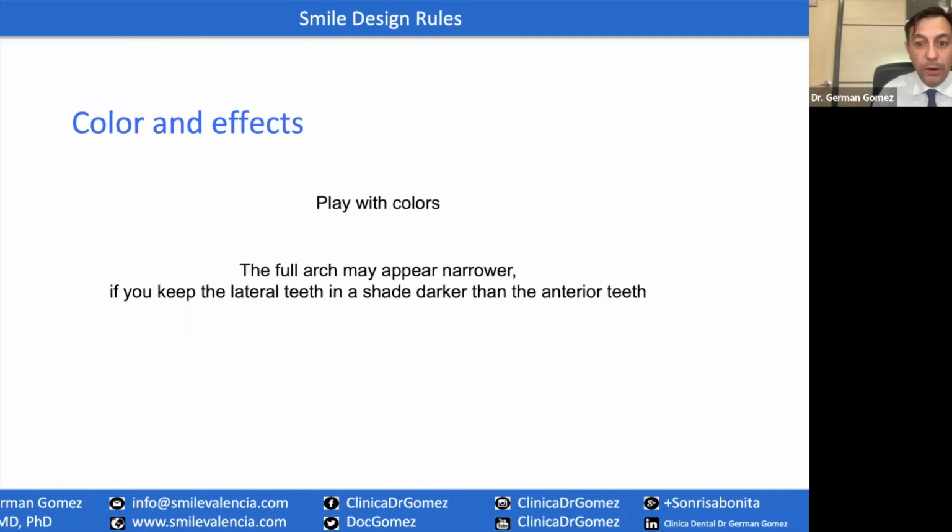The full arch may appear narrower if you keep the lateral teeth in a shade darker than the anterior teeth, and wider if you keep the lateral teeth in a shade lighter than the anterior teeth.